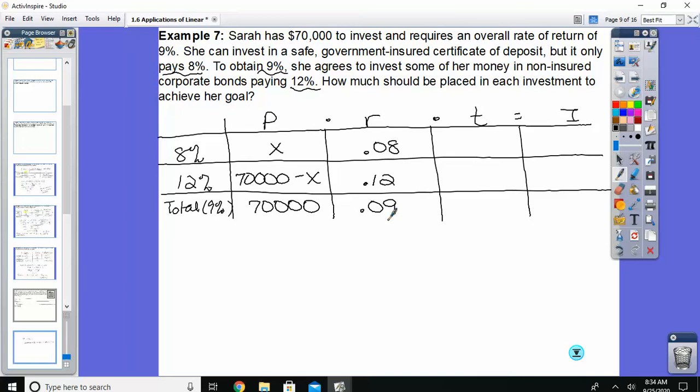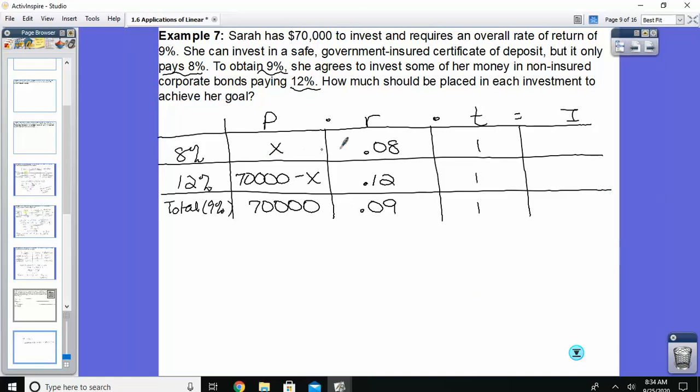Okay, does it make any mention of how many years she's doing this investment in the problem? No. So we're just going to make our life easy then and do 1 year. So then we just multiply. So X times 0.08 times 1 is 0.08X. Now 0.12 times 70,000 minus X.